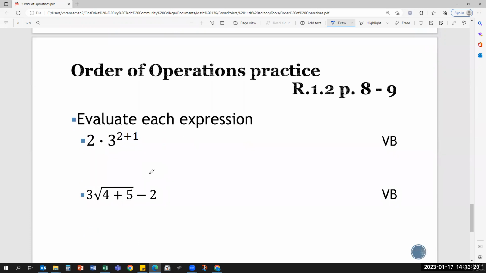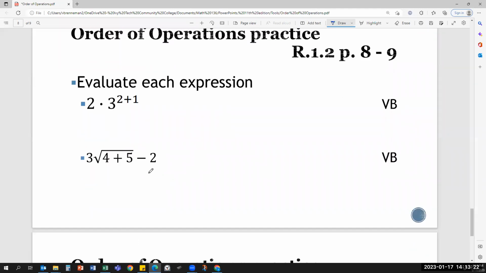All right, 2 times 3 to the 2 plus 1. We have the 2 plus 1 in the exponent position grouped by its position. So that gets done first. 2 plus 1 is 3. And then the power is the higher level operation. So it happens first. 3 cubed is 27. And 2 times 27 then is 54.